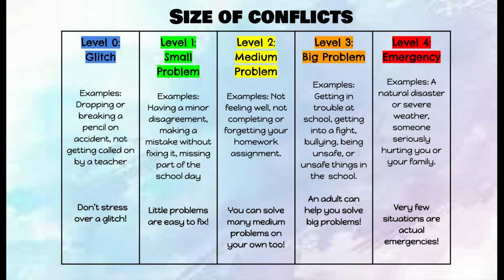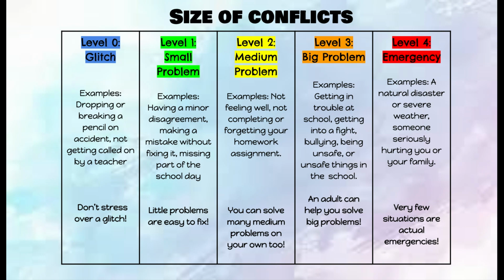Level 3 is a big problem. An adult can definitely help you solve big problems, and you should seek them out and ask them to help you with solving these types of problems, such as getting in trouble at school, getting into a fight, bullying, being unsafe, or seeing something unsafe at school.